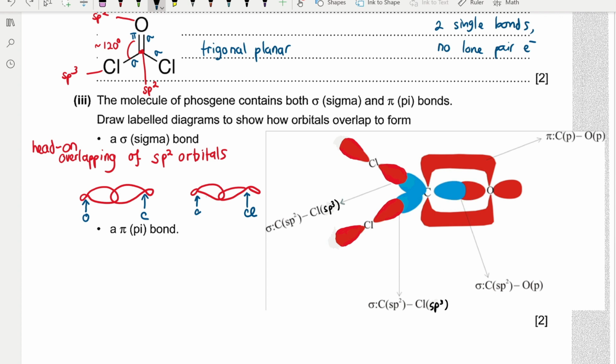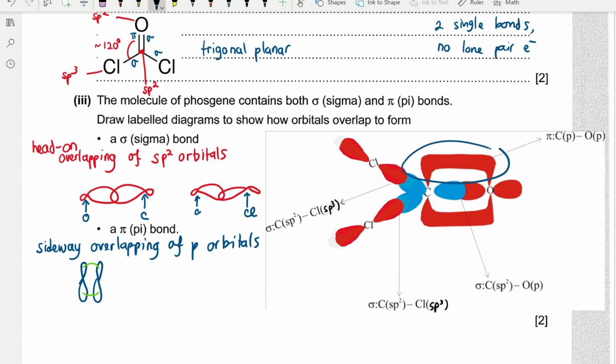Okay, now a pi bond is formed when a p orbital overlaps with another p orbital, and this is called the sideway overlapping. And when they overlap, the upper lobe and the lower lobe merge, forming this structure over here. These two make one pi bond. This happens between the p orbital of carbon and the p orbital of oxygen.